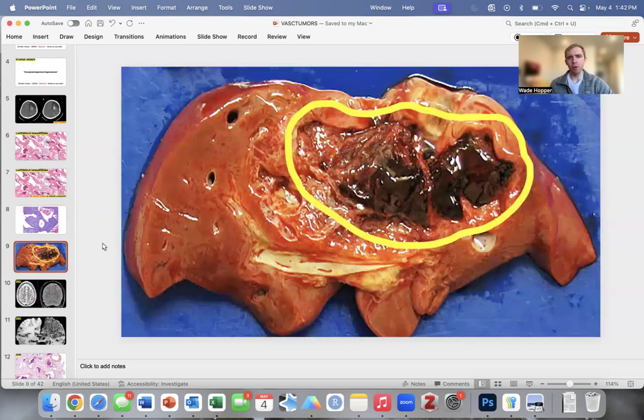And here's an example on gross pathology of a liver with a large cavernous hemangioma. If they're big enough, if they're symptomatic, if they rupture, that would certainly be an indication to go to surgery, but usually you're just observing these patients with serial imaging, if that.